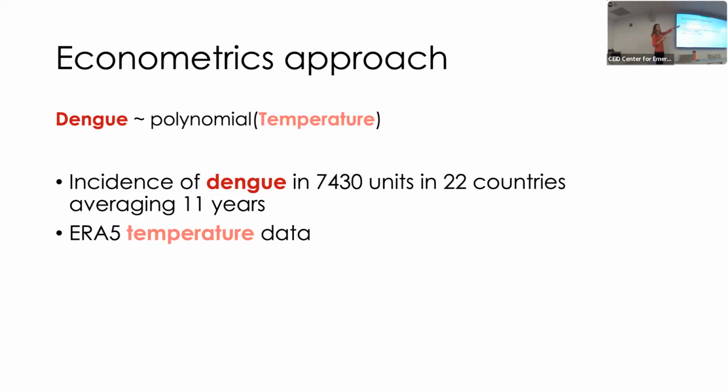We have dengue incidence as our response. We have temperature as our predictor, and in this case, we're using ERA5 temperature data. We're using dengue incidence from 22 countries, so over 7,000 unique units within those 22 countries, for an average of about 11 years. Some of the time series range from about 10 years to 30 years or so. And we're including a polynomial function of temperature, something that can have a flexible shape, because we expect that nonlinear response to temperature.